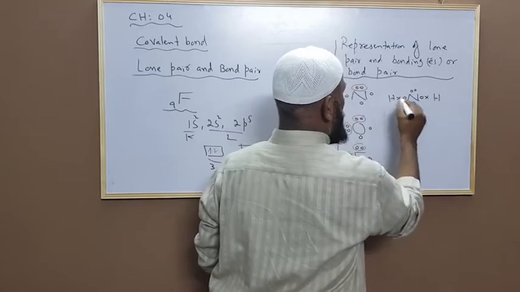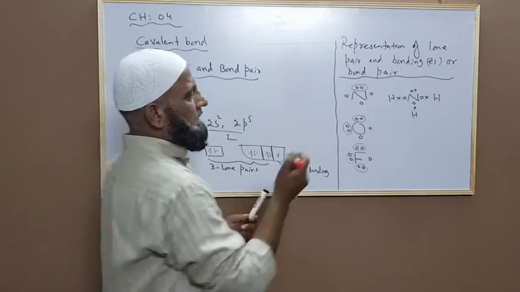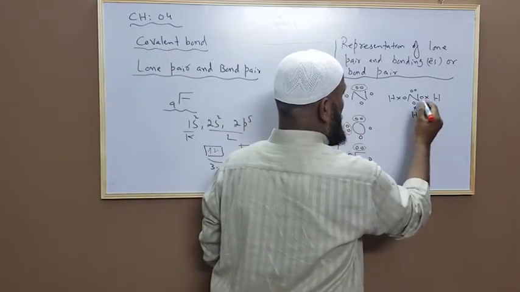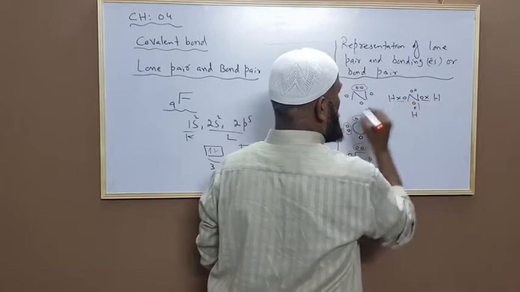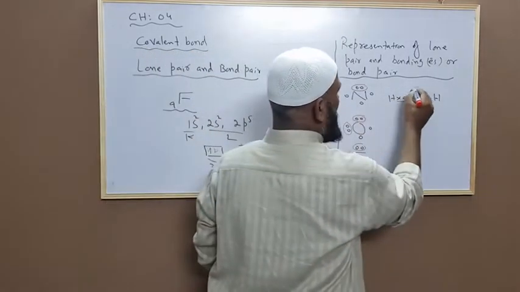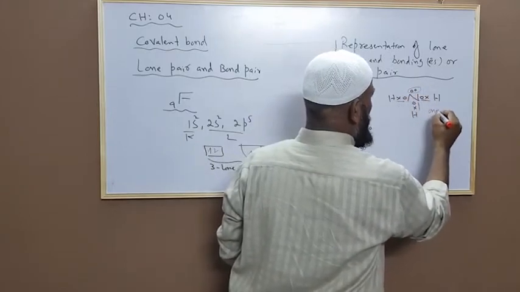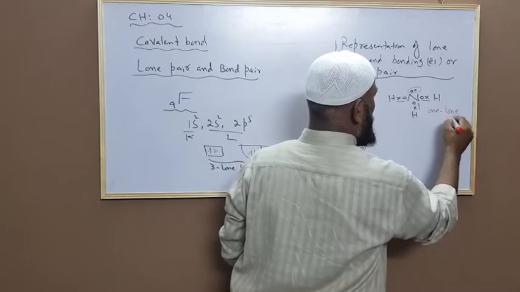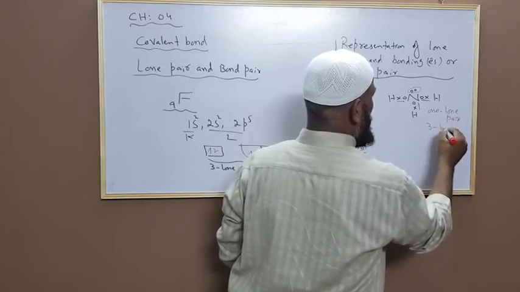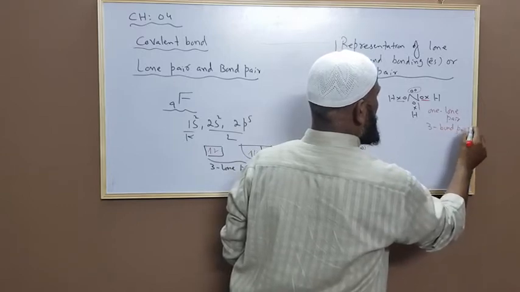Here you can see, hopefully you are getting me, that in case of ammonia we have 1 bond pair, 2 bond pairs and 3 bond pairs. In ammonia there are 3 bond pairs and 1 lone pair.